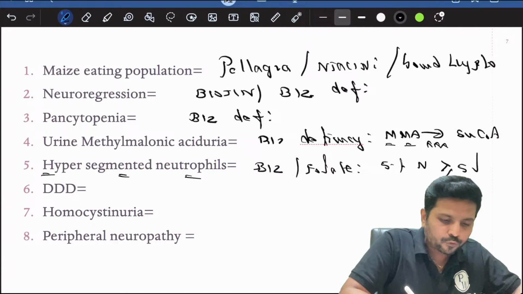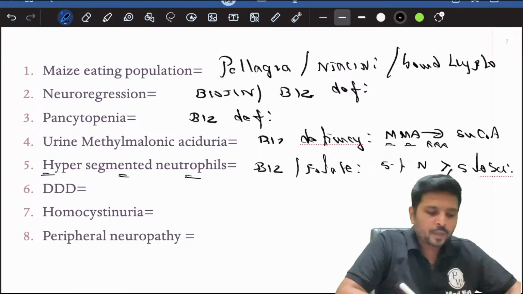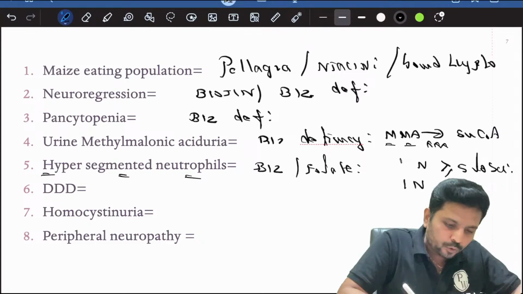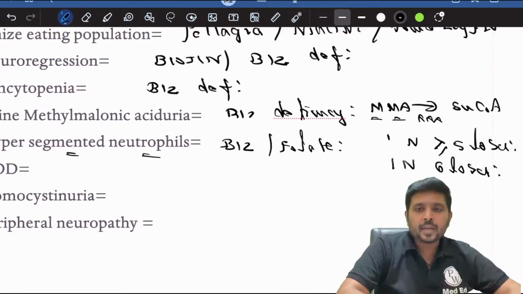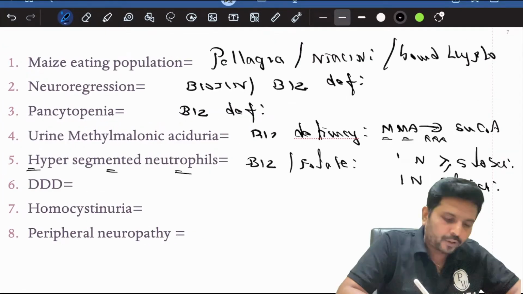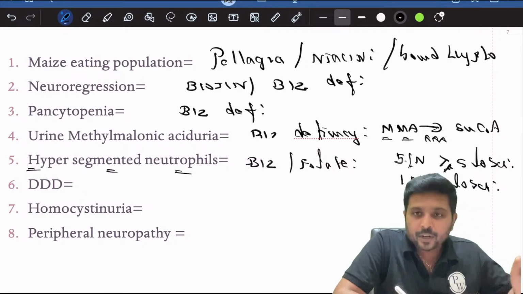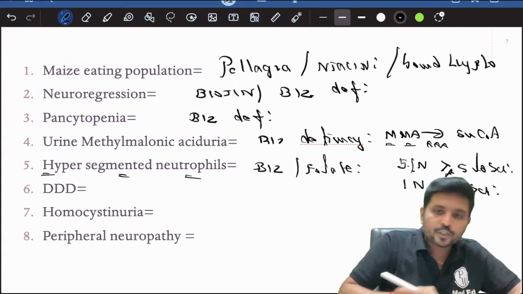I repeat, 5% of neutrophils contain 5 lobes, or even if one neutrophil contains 6 lobes. This is the proper definition for hypersegmented neutrophil. When 5% of neutrophils contain 5 lobes, or even when one neutrophil contains 6 lobes, it is called hypersegmented.